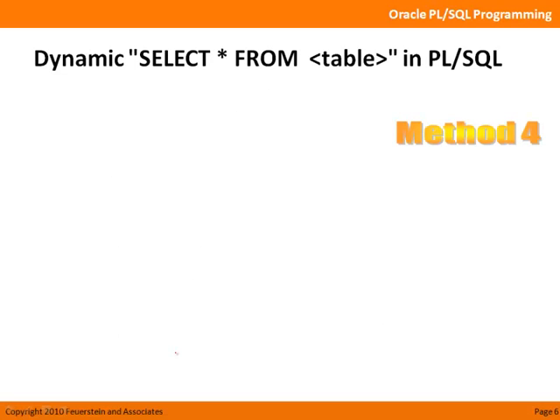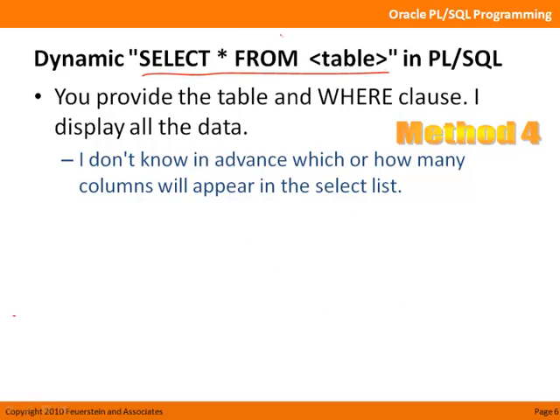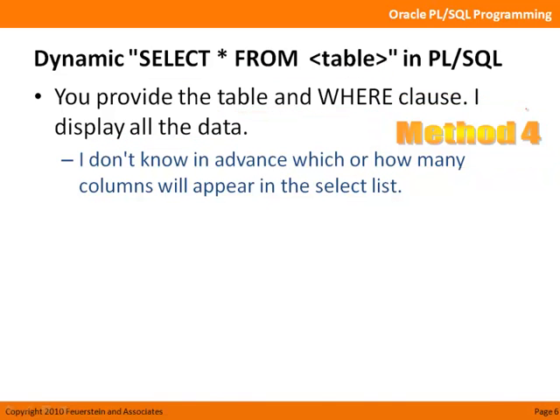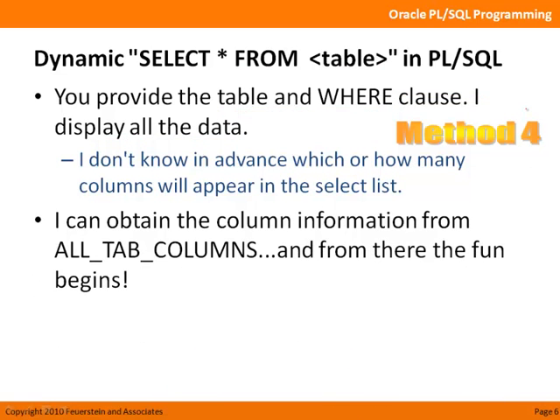And the first one I'm going to show you is a dynamic select star from table, essentially doing the same thing that you would do with a select star from table in SQL Plus. Show me the contents of your table, doing it in PL/SQL instead. Which means you provide the table name, you can provide a where clause, the schema name, and I'll display all the data in that table. Obviously, I don't know in advance which or how many columns will appear in my list. So this is an example of method 4 Dynamic SQL. Give me any table you want, I'll retrieve the data, and I'll show it to you.